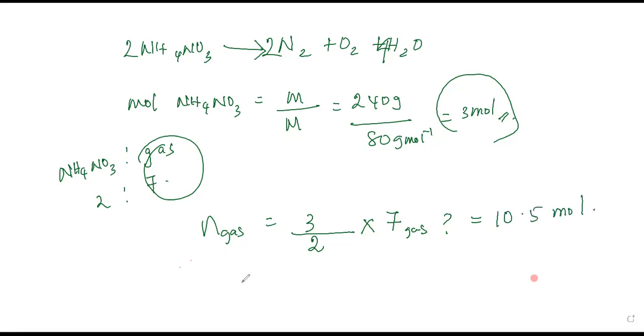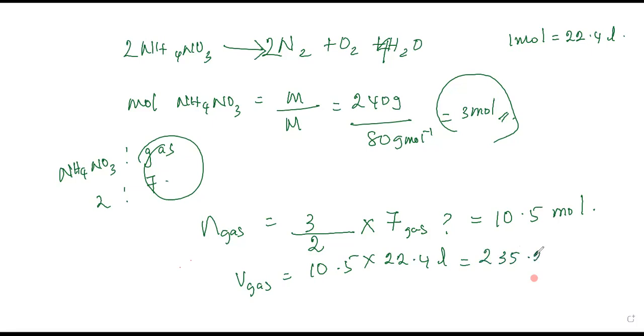So now you have to find the volume of gas. Per mole, we already said that 1 mole occupies 22.4 liters. So 10.5 into 22.4, your answer is 235.2 liters. This is if you assume the water vapor is also in the gaseous state.